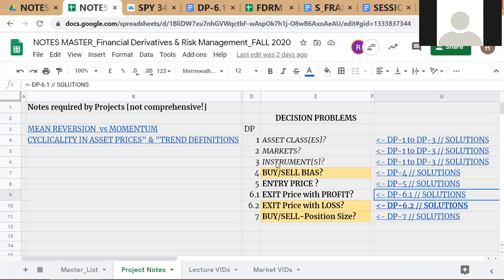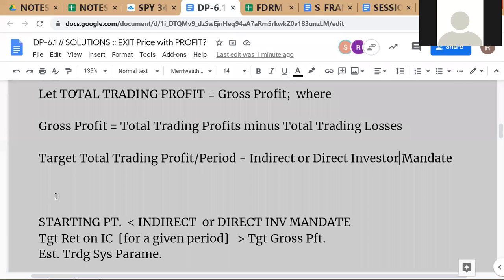And then instrument is going to be options. Okay, so you can't trade spot, you can't trade futures. I'm constraining you to trade options only. So just like we said, DPs 1 to 3 are determined by the investor mandate. There's something else here, 6.1 also. There is a role for the investor mandate, but that's a different part of the investor mandate. Okay. So one of the things that the investor can give you, so indirect or direct investor mandate, let's talk about a direct investor mandate. Okay.